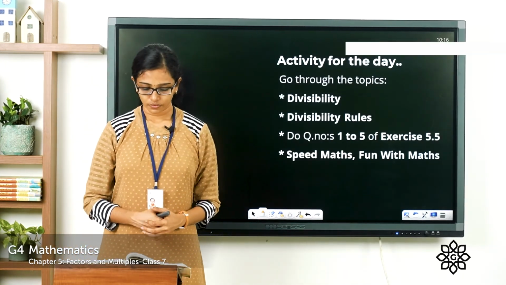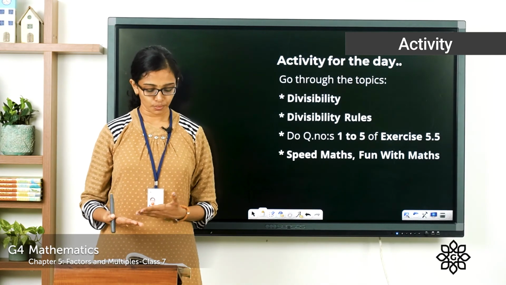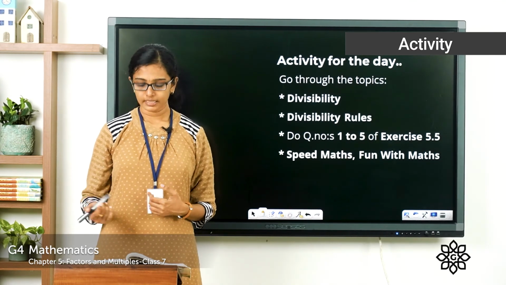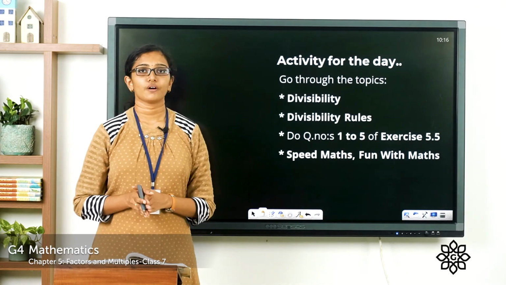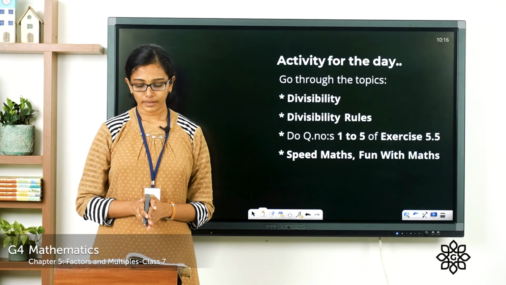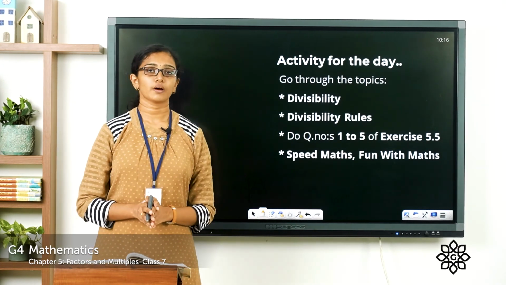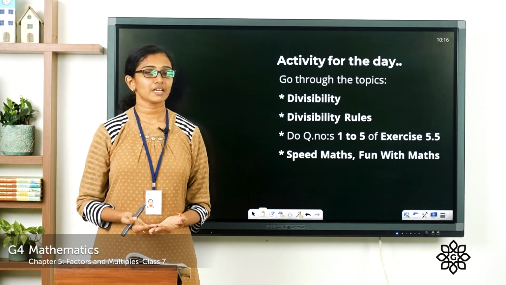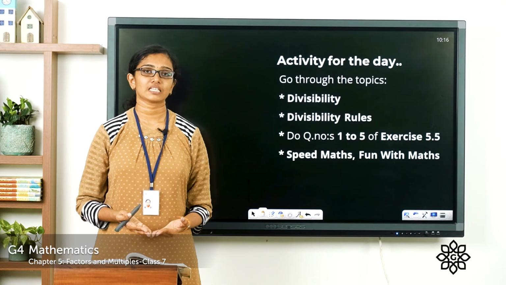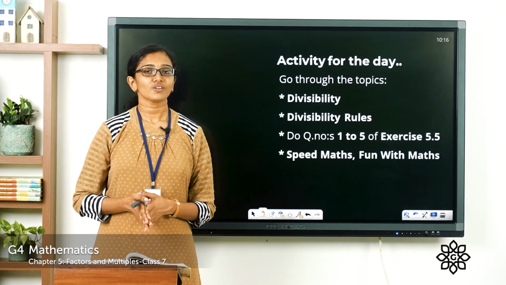Now as an activity for the day, you have to go through the topic divisibility and divisibility rules in page number 74 and 75 of your textbook. Then you have to move on to exercise 5.5. You have to solve the question numbers 1, 2, 3, 4 and 5. The question numbers 1 to 5. Then below that you can see the headings Speed Maths and Fun with Maths. Go through those questions as well and do accordingly.